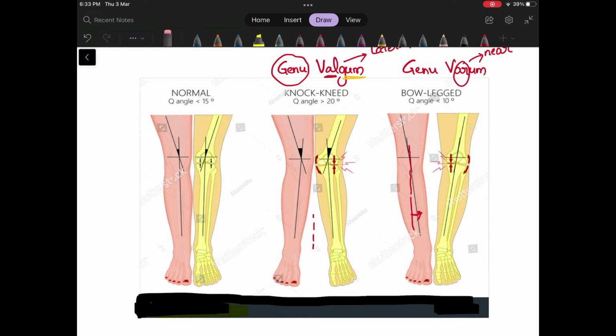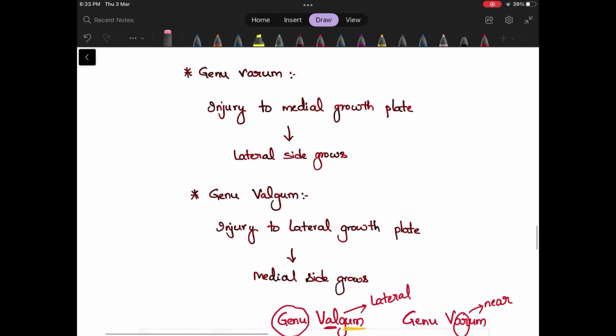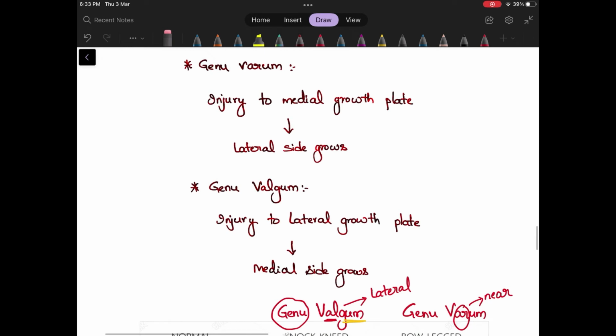One should understand the concept. Okay, now I will explain what the pathology is, why this is happening actually. For example, first we will learn about varum. Okay, in varum also, which part is getting injured? If you want to remember, just remember AR means near, near means medial. So here injury happens to the medial growth plate.